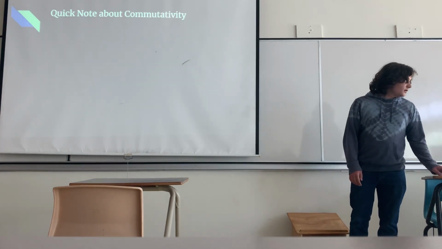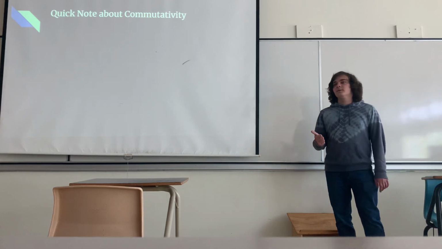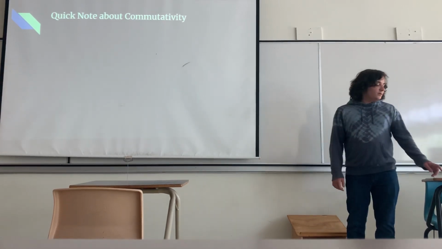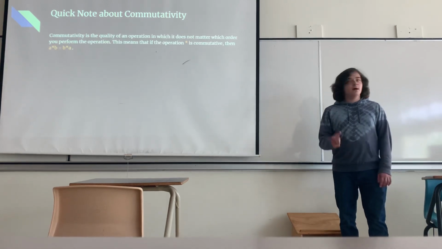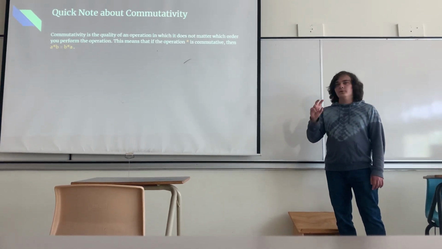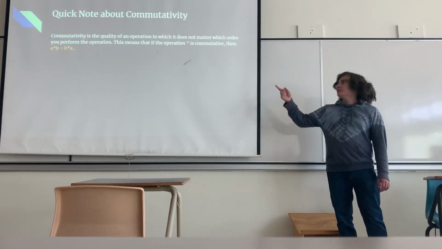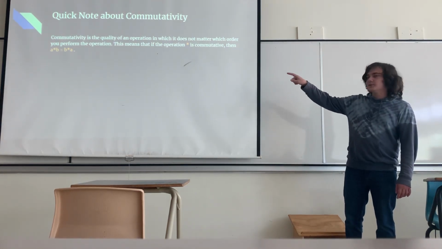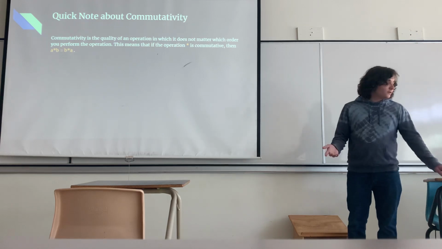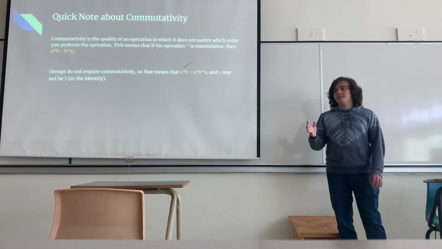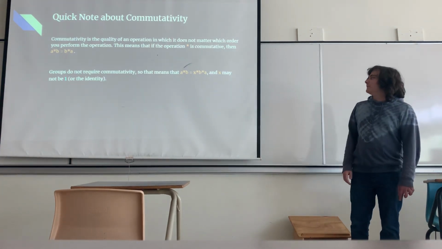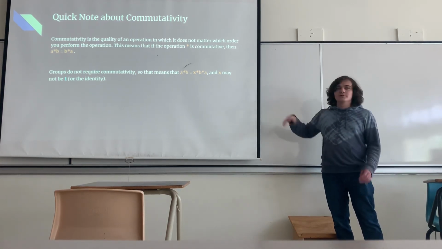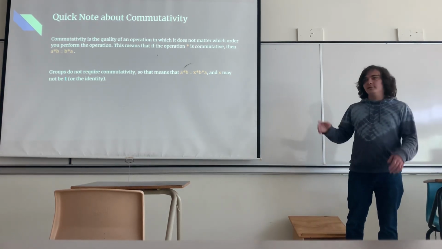Okay. So I'm going to make a quick note about commutativity. We talked about it a little bit last week, but it's important. Commutativity is a quality of an operation where the order you do it in doesn't matter. So if this operation star is commutative, then A star B is equal to B star A. Now groups don't necessarily have commutativity. So it might be that A times B is X times B times A, and maybe X is not 1, or the identity, which is equivalent to 1.